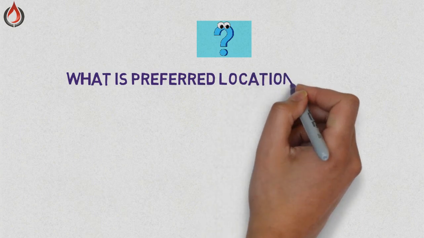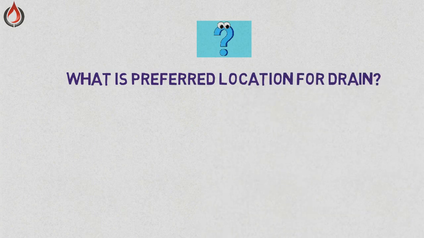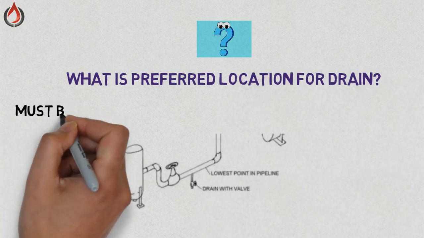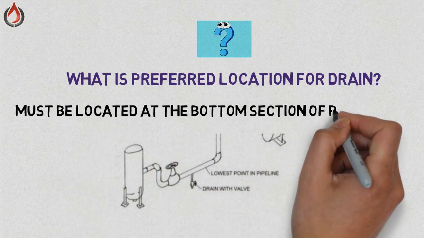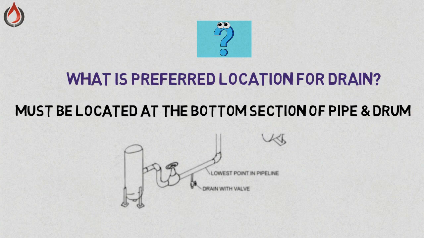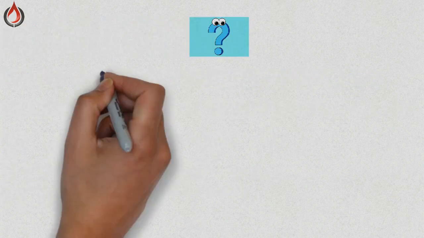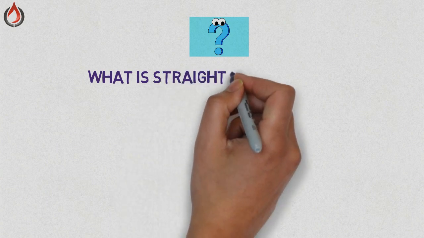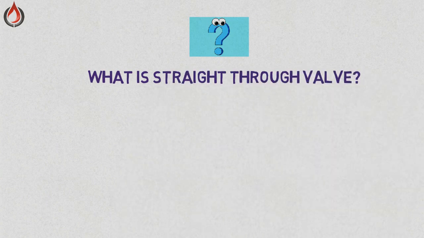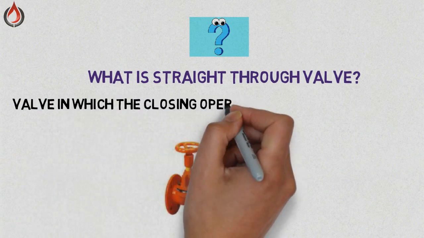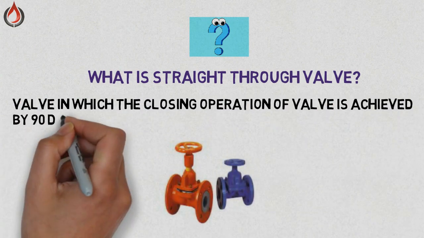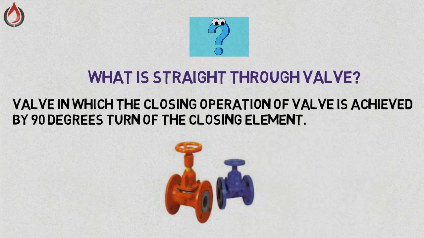What is the preferred location for drain? Must be located at the bottom section of the drum. What is a straight-through valve? A valve in which the closing operation is achieved by a 90 degrees turn of the closing element.